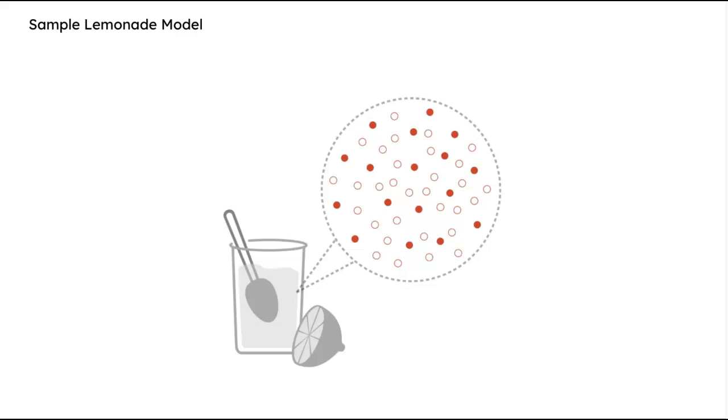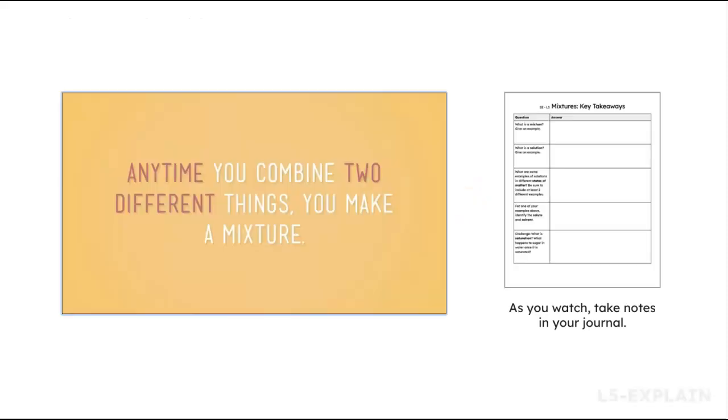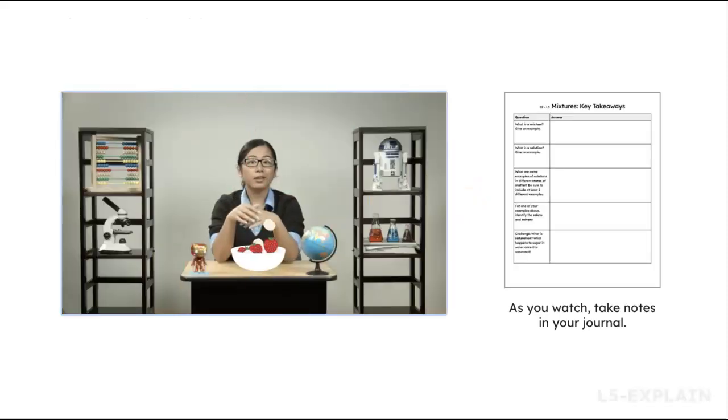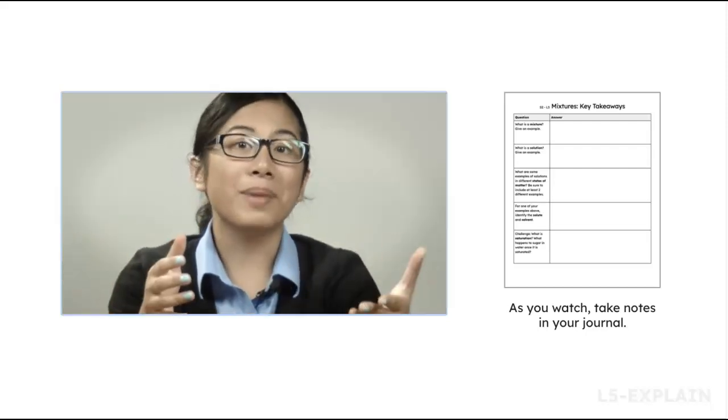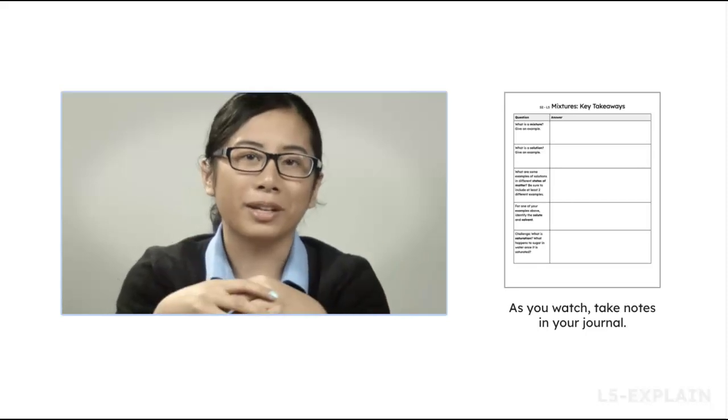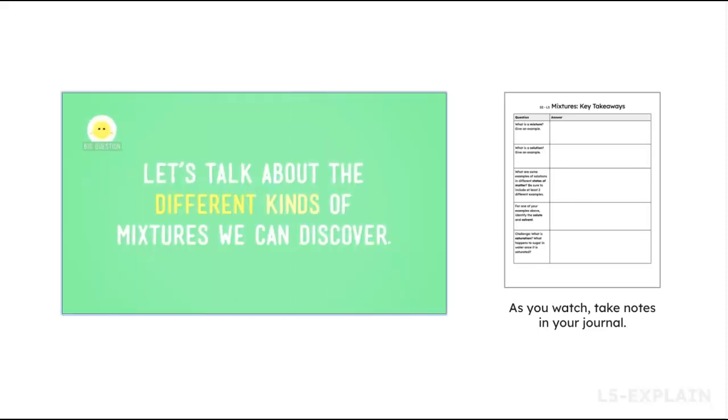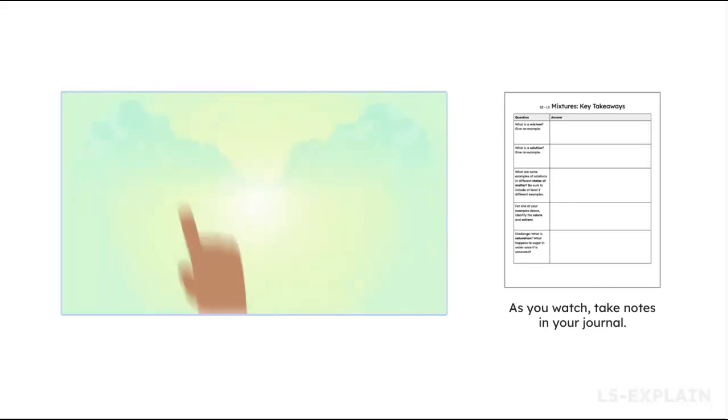From the discussion, students should build a model and understand that sugar is dissolved in water. The lemon juice is spread evenly throughout the water, and the mixture is a solution. During the discussion, you'll play the video, The Great Picnic Mix-Up. As students watch the video, you'll have them record key takeaways using the 2-column notes graphic organizer on the Mixtures Key Takeaways Student Journal page.